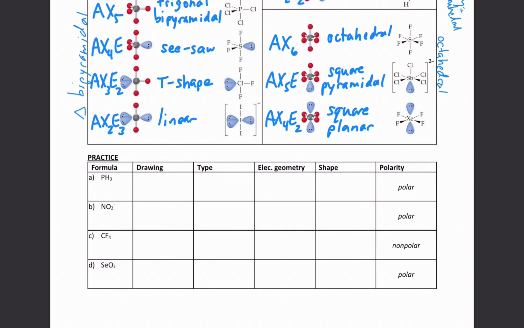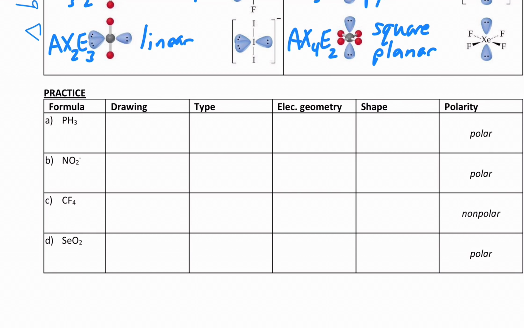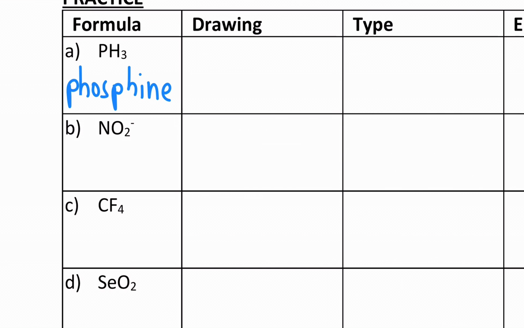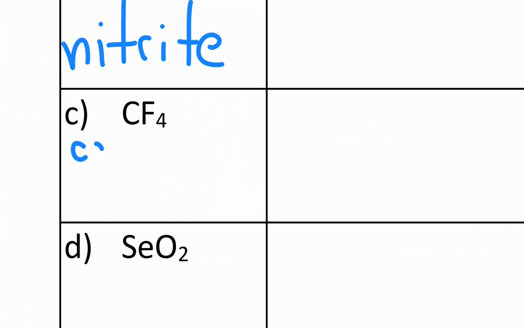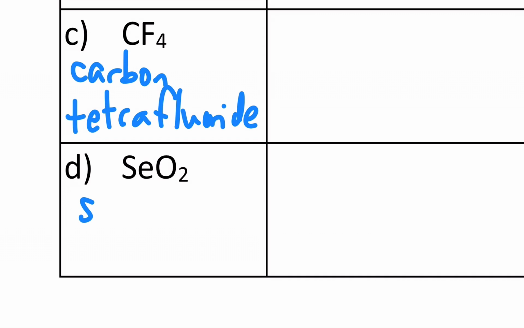So let's practice and do a few. And then the homework on the back will teach you a little bit about what's called polarity. And I'll actually comment on that before we close out for today. So phosphine, PH3. In fact, it's never a bad idea to remind yourself of the names of these things. PH3 is phosphine, NO2-, that's nitrite. CF4, carbon tetrafluoride, and SeO2 would be selenium dioxide.